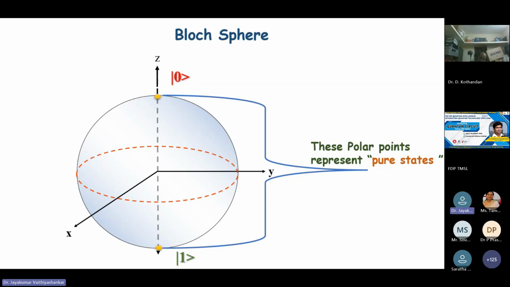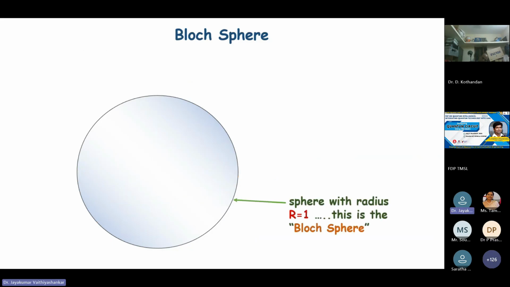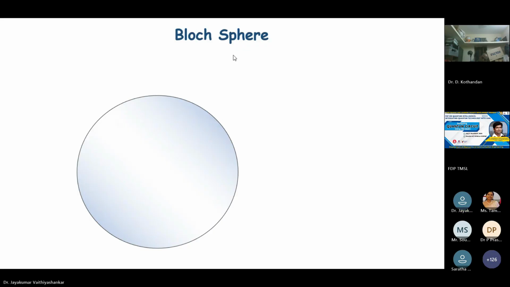If you have pen and paper, please note down all these points with this step-by-step process. What we did first, I'll recall from the first slide because you need to follow. We are using the Bloch sphere.